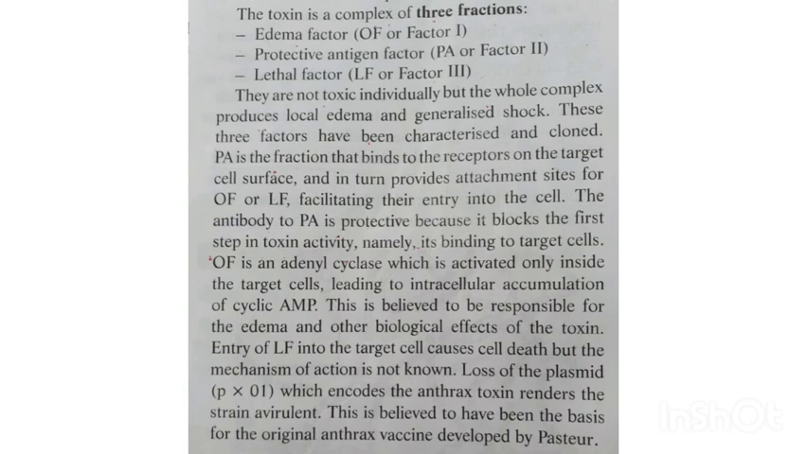Among these factors, the PA factor, that is the protective antigen factor, binds to the receptors on the target cell surface. That is, the toxin binds to the cell surface with the help of the factor known as PA. This binding of PA to the target cell facilitates the attachment of EF and LF. First the PA factor binds to the target cell, then EF and LF attach to this PA that is already bound to the target cell.